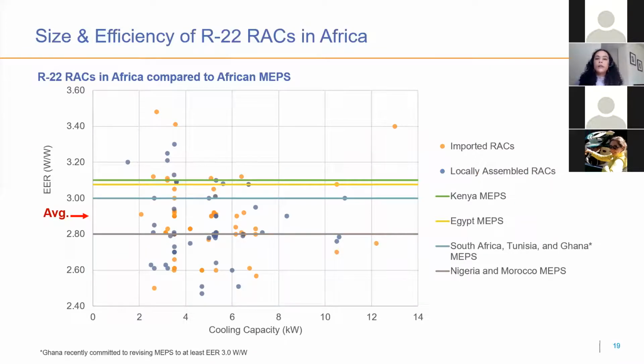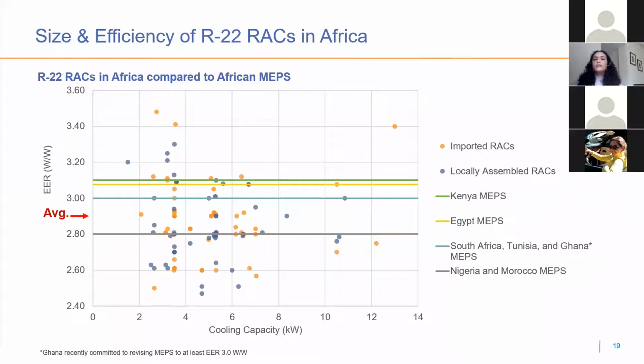So what I want to show you here with this figure is a comparison of the imported and locally assembled R22 room air conditioners, what you can see with the orange and purple dots, against the MEPS that we currently see in Africa. So you can see the MEPS for Kenya, Egypt, South Africa, Tunisia, and Ghana, as well as for Nigeria and Morocco. And what you can see is that a lot of the units are below these MEPS. So the units that are below that lowest MEPS level for Nigeria and Morocco are the units that are probably being sold in the countries that don't currently have MEPS. Out of the 10 countries we looked at, only 7 have MEPS.